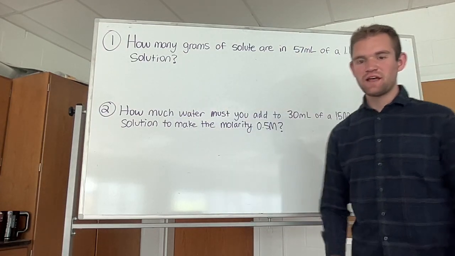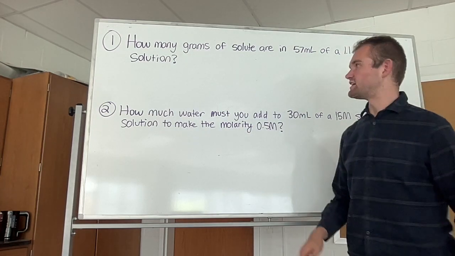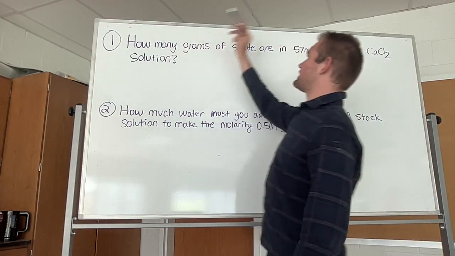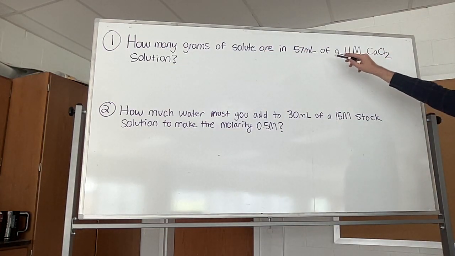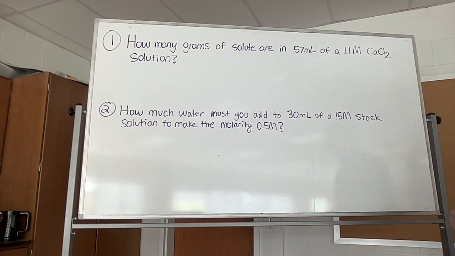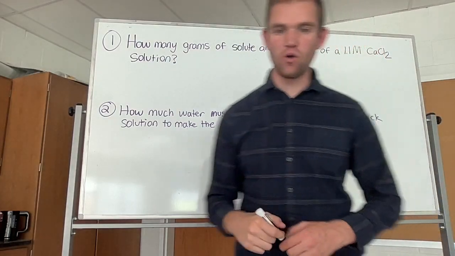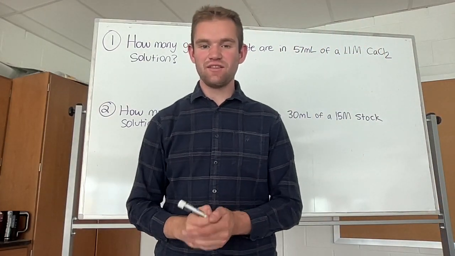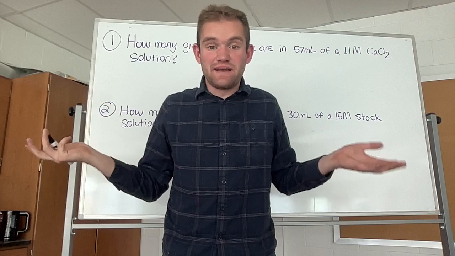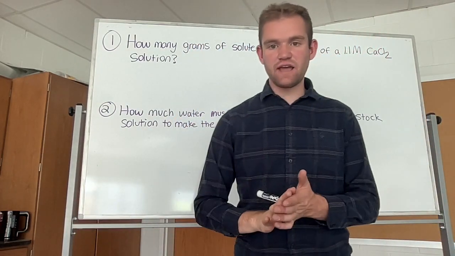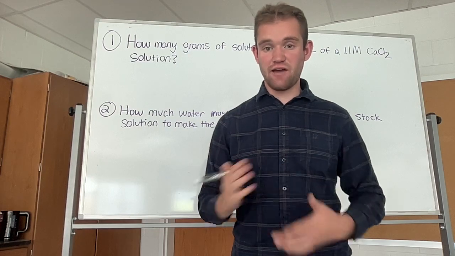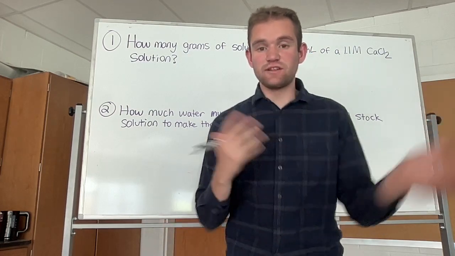Here we go. Let's take a look at my first question here. How many grams of solute are in 57 milliliters of a 1.1 molar calcium chloride solution? Okay, here we go. First thing we need is to figure out what we need. So we need grams. Okay, and I'm starting at volume and I have molarity. So let's use our info here.